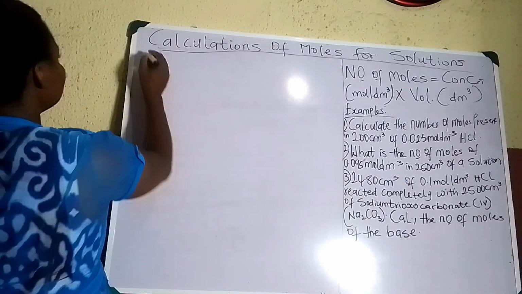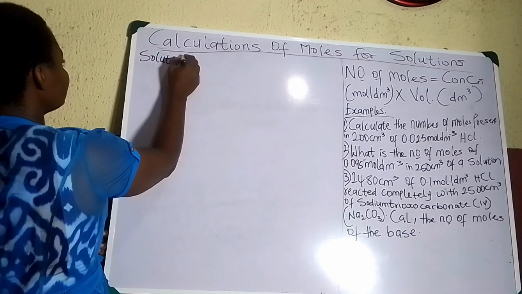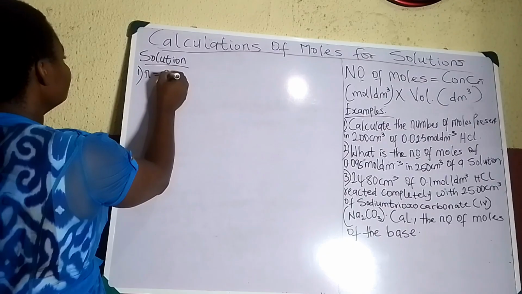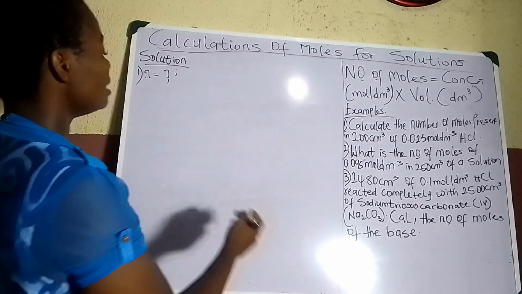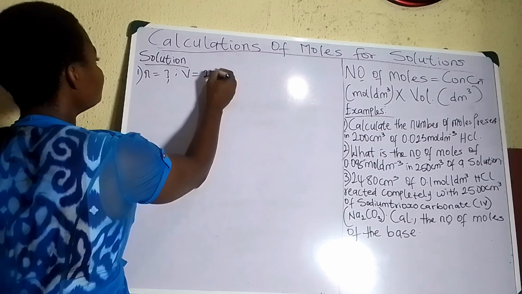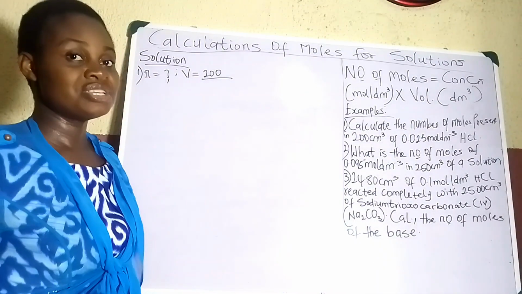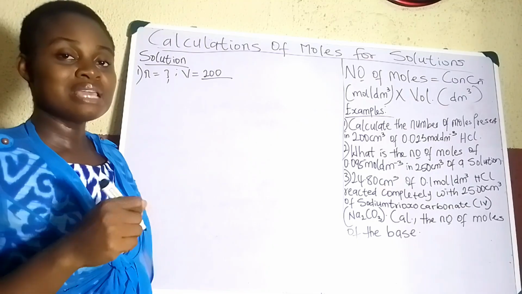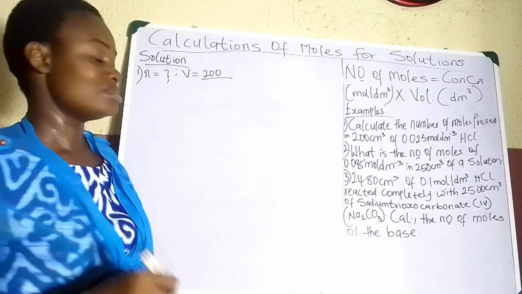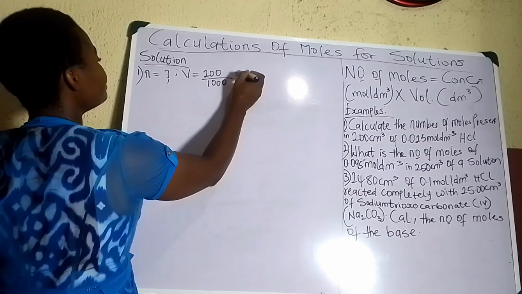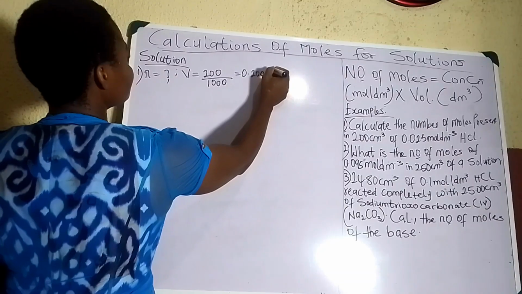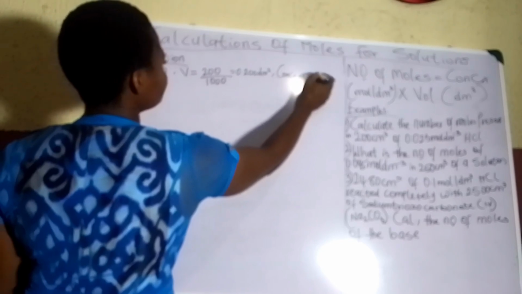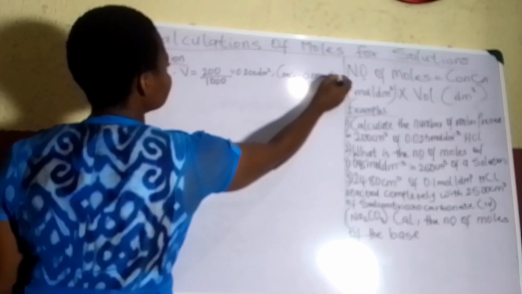Now let's go ahead and solve it. Solution for question number 1. What are the given parameters? Calculate the number of moles. We do not know the number of moles. 200 cm cube talks about volume. Very good. 200 over 1000. I've said it initially that 1 dm cube equals 1000 cm cube. So for you to change any given value from cm cube to dm cube, you must divide it by 1000. Good. So when you divide, you have 0.200 dm cube. Now the concentration is 0.025 mole per dm cube.